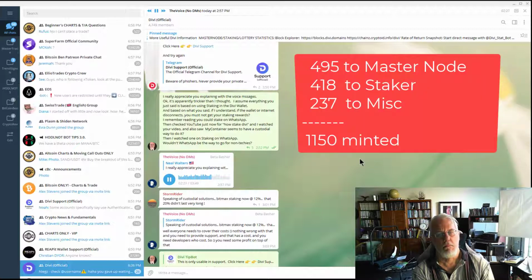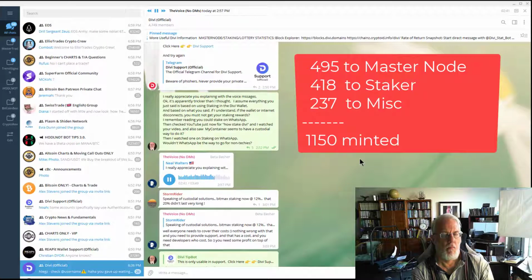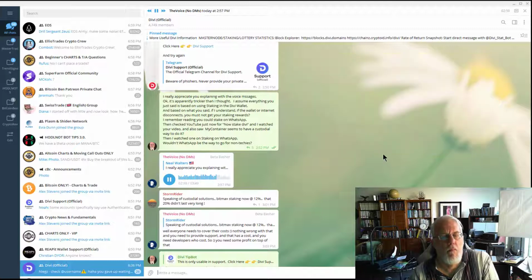A masternode gets 495 Divi. The staker gets 418 Divi. The rest goes to the charities and the treasuries and the different allotments in the treasury process. So that was a whole lot of geeky stuff. But the point is that if you're not online as a staker, you didn't lose stakes. You weren't at work. So if you don't go to work, you don't get paid.